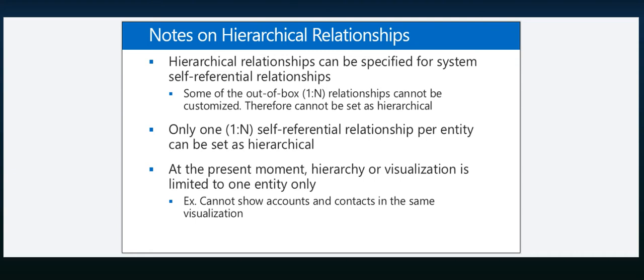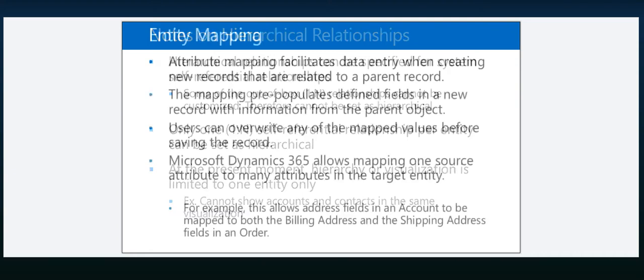A couple of notes in there. Some of these I mentioned. So they can be specified for systems self-referential relationship. There's a few out-of-the-box relationships that cannot be customized, but those are the exception. And you can only have one self-referential relationship per entity set as hierarchical. You can have multiple self-referential relationships, but only one of them can be set as hierarchical. And as I mentioned, it's limited to only one entity. So no combining account and contacts in the same visualization, unfortunately. That would have been nice.